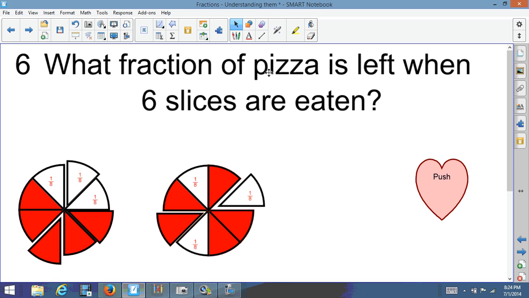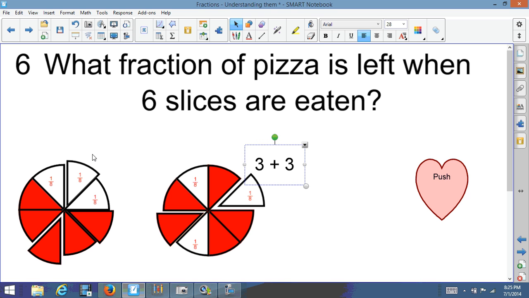What fraction of the pizza is left when 6 slices are eaten? So we had this white slice here, this one here, and this one here. So 3 are eaten. And we have 3 more over here. 3 are eaten there. So let me add that together. That gives me 6 eaten.